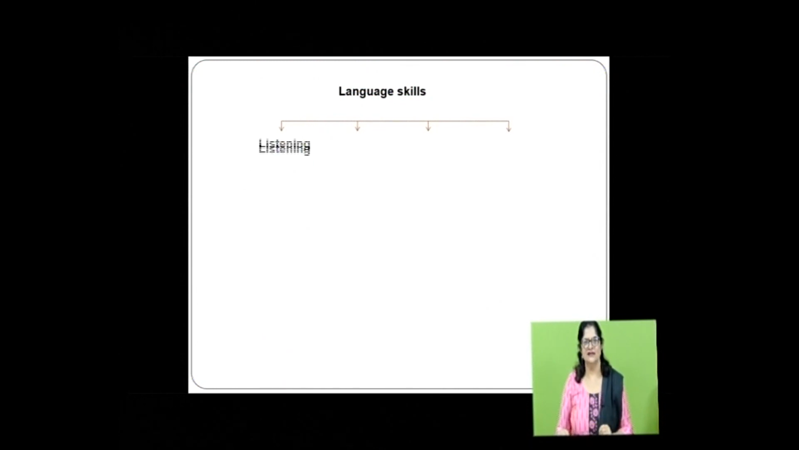So language skills, let's revise once again. So quickly say, beta, what is the first one? Listening, then comes reading, then speaking, then writing. You must be thinking how did the sequence change? It was LSRW. Why did the sequence change?